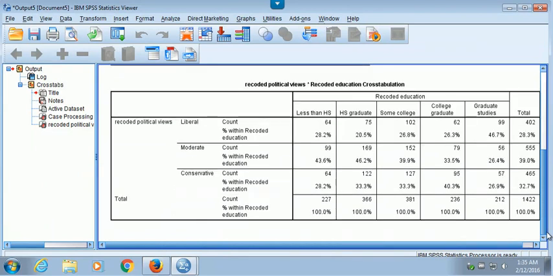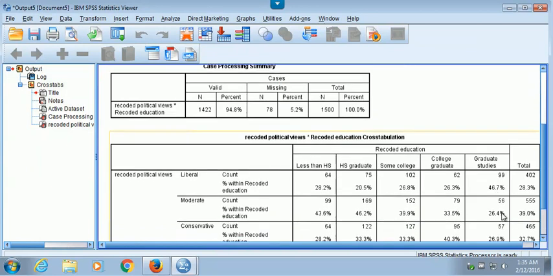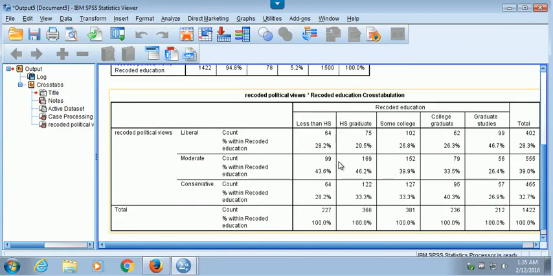And let's look at the variables and the percentages right now. So as you go across, you'll see people with graduate studies, people who have an undergrad or beyond an undergraduate, are more likely to have liberal views. People with less than a high school or a high school education are more likely to consider themselves moderate by looking at these two categories. And college graduates are more likely to be conservative.